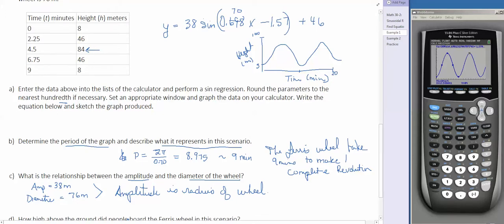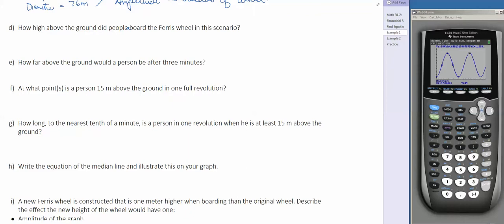And why am I stuck? Okay, I got that to move for us. And so we can say the maximum height, or yeah.